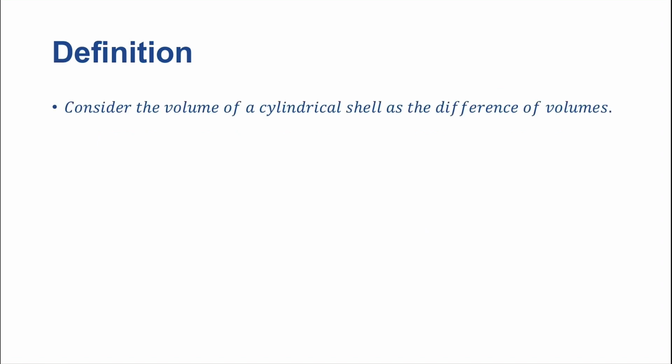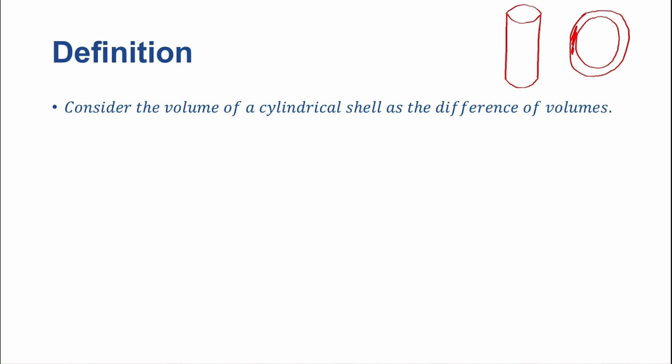To do this, I want to make a derivation, and we're going to save examples for later videos. In this derivation, we're going to consider the volume of a cylindrical shell as the difference of volumes. So let's look at a cylinder first. Here's our cylinder, and I want to find a cylindrical shell. A cylindrical shell is really a cylinder with another cylinder inside it that's hollow. If I look at a cross section of a cylindrical shell, it looks like this. Here's my cross section. This is a bird's eye view of my cylindrical shell.